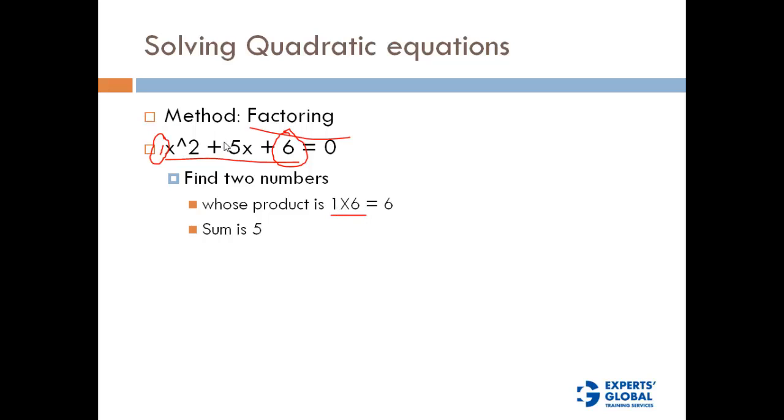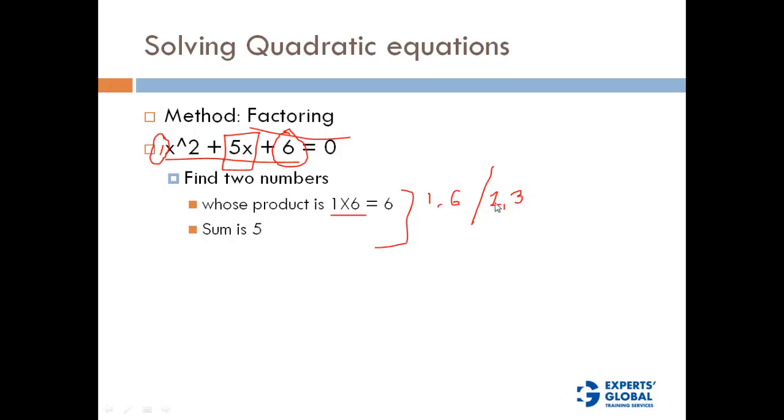Why do we have sum is 5? We are looking at the coefficient of x. The sum is 5, right? Now what can these two numbers be? Numbers whose product is 6 are 1 and 6, or 2 and 3. That's it, right?